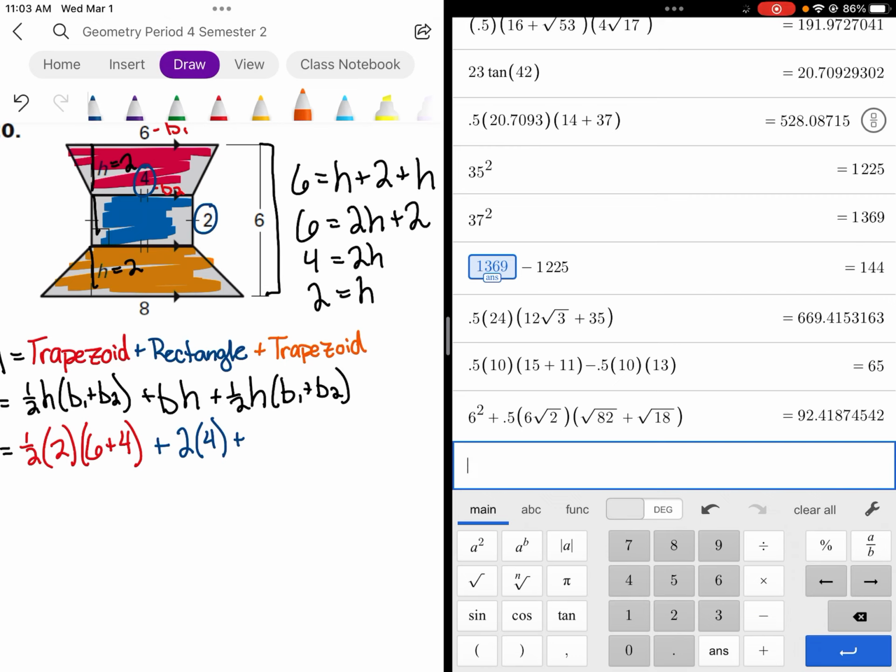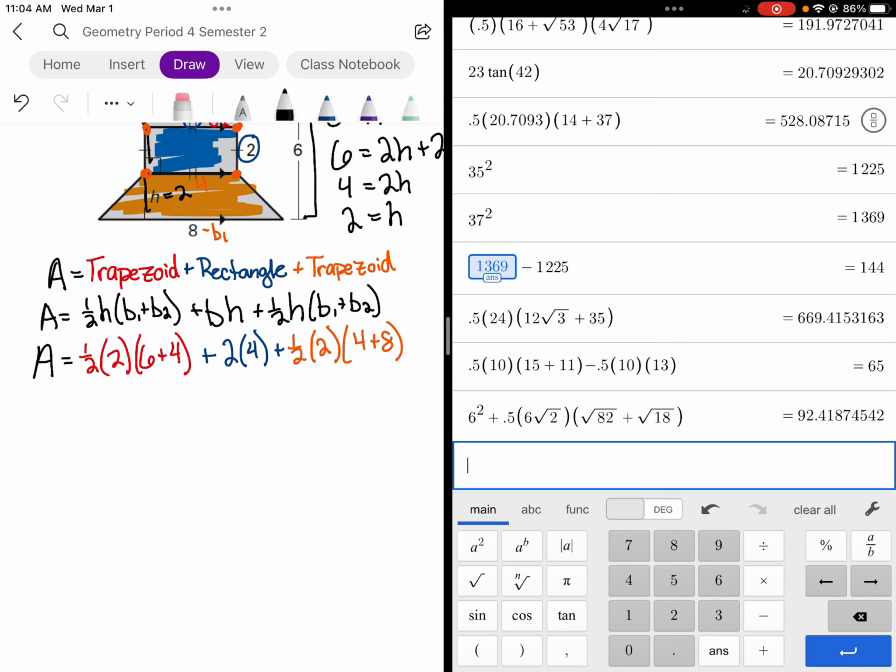And then our last trapezoid, we know the full base is 8 on the bottom. And then the second base is the same as the length of our rectangle, which was 4. So our area is going to be 1/2 times 2 times 4 plus 8.